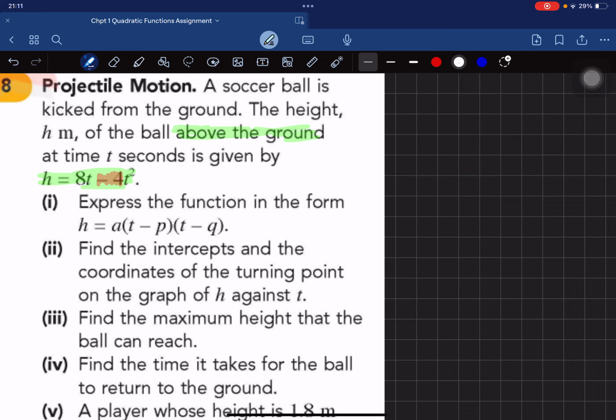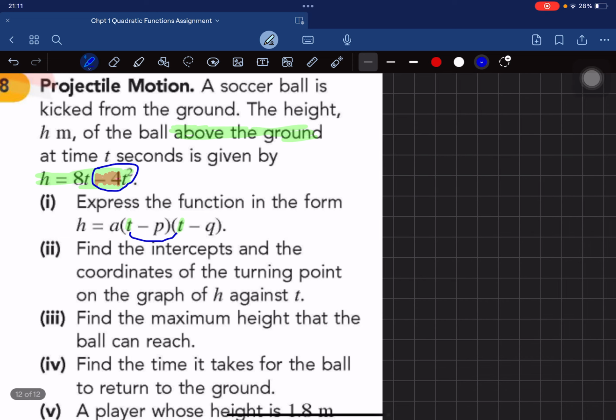The first part is the guiding one: express the function in the form of this. Here we have to be very, extra careful. You can see the two brackets contain t, positive t, and if I multiply them together, they give us t squared. But in the question, the t squared coefficient is negative, which means our a should be negative. So we have to be very careful and observant.